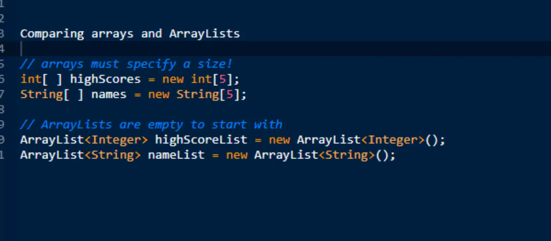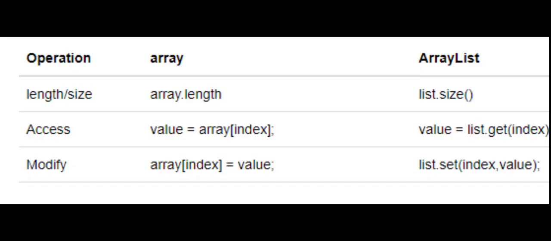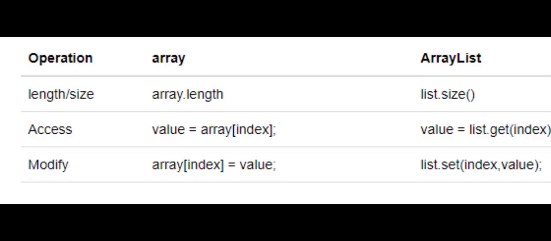Note that the ArrayList methods add and remove do not have a simple equivalent in arrays because they actually change the size of the underlying array and move elements over. Here is a comparison of how to access and change elements in the array and ArrayList. For example, for the operation length or size, we use array.length in an array and list.size() with parentheses in an ArrayList.